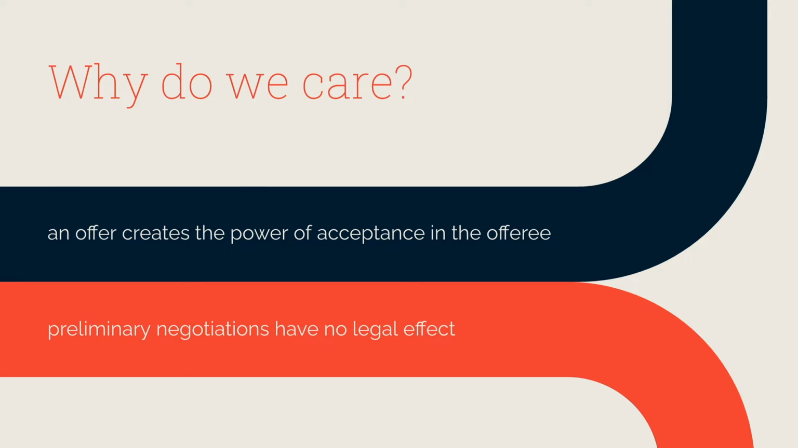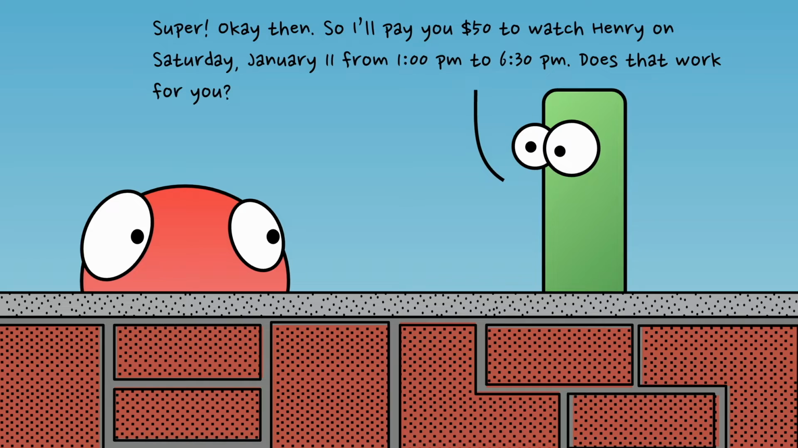So we need to know when we've reached that point where the offeror has made an offer, communicated an offer to the offeree, because that's when the legal effect occurs and we've created in the offeree the power of acceptance. Until then, we've got nothing of any legal significance going on. They're just talking. We've just got preliminary negotiations. So let's follow this up, right?